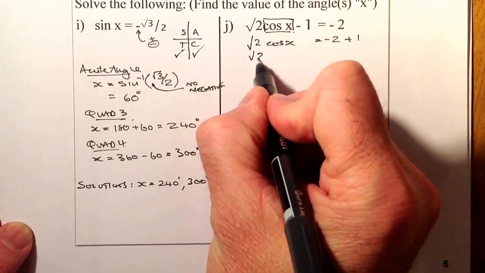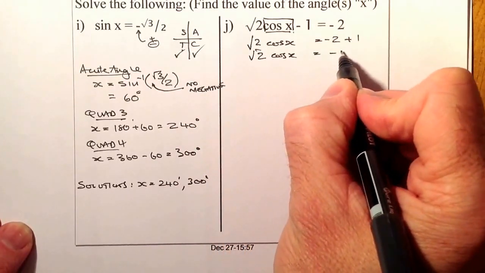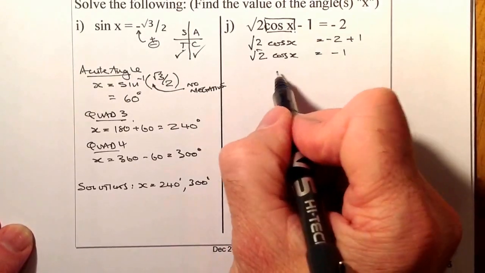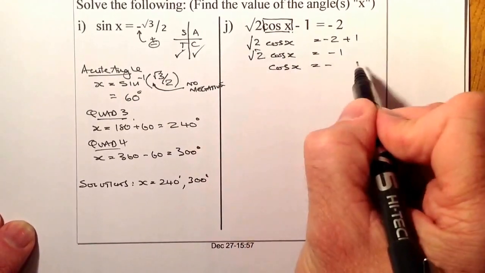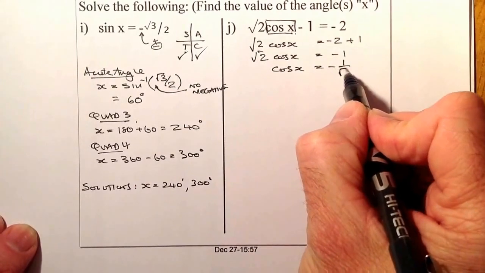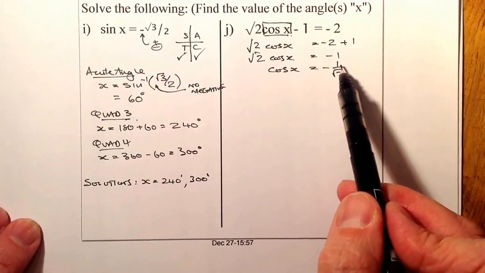Right, so I've got root 2 cosine x, and that's going to be equal to minus 1, and then what I'll do is I'll just divide it by the root 2. So what I've got on this side is cosine x is equal to minus 1 over root 2.